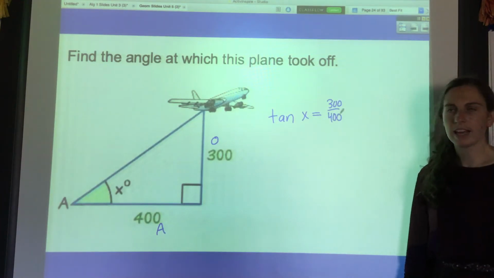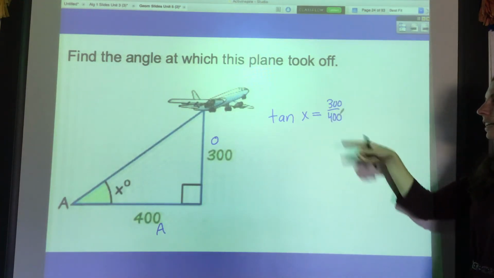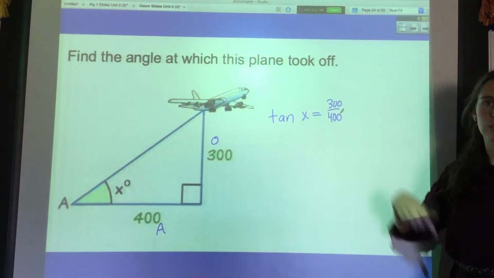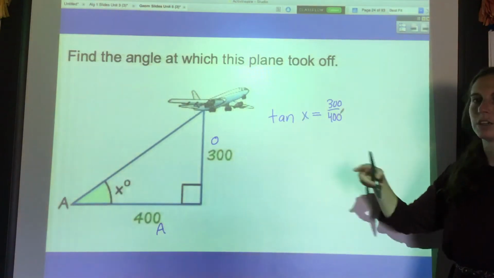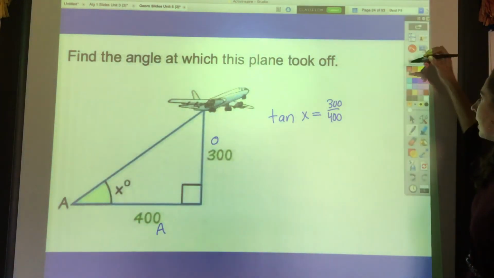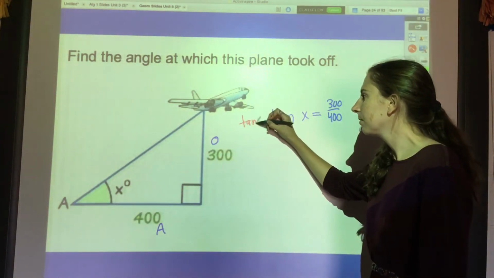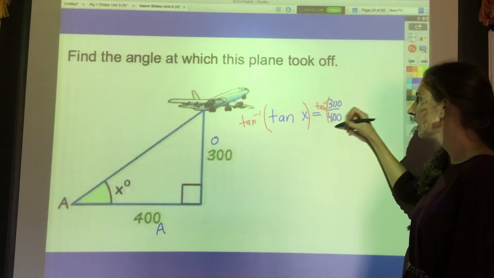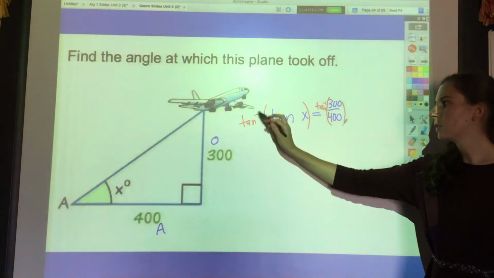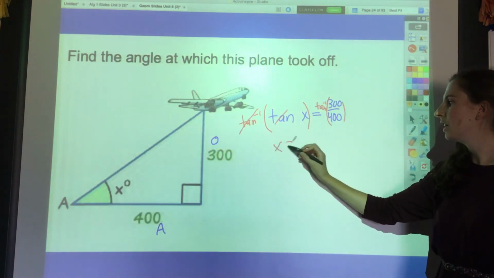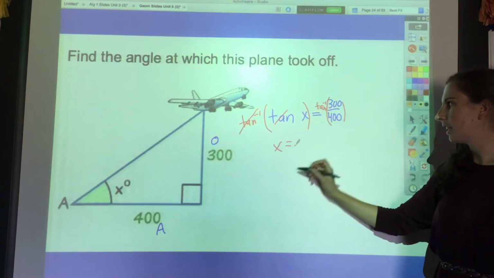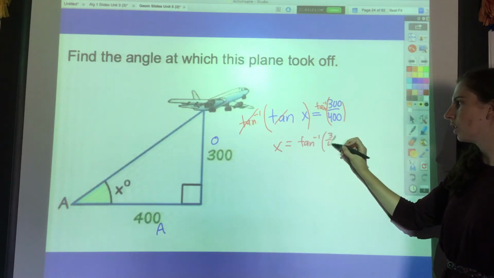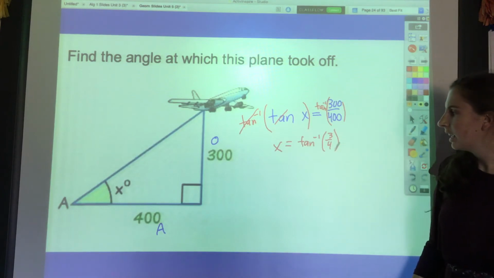You can simplify that. Again, you don't have to, but you could cancel the zeros there and make that 3/4 if you wanted to. And now, again, just to get x by itself, you got to do the inverse. So to undo tangent, we'll just do inverse tangent. Got to do it to both sides, got to keep it balanced. So just do inverse tangent of both sides and you get x by itself. So type this into your calculator, tan inverse 3 over 4 or 300 over 400.